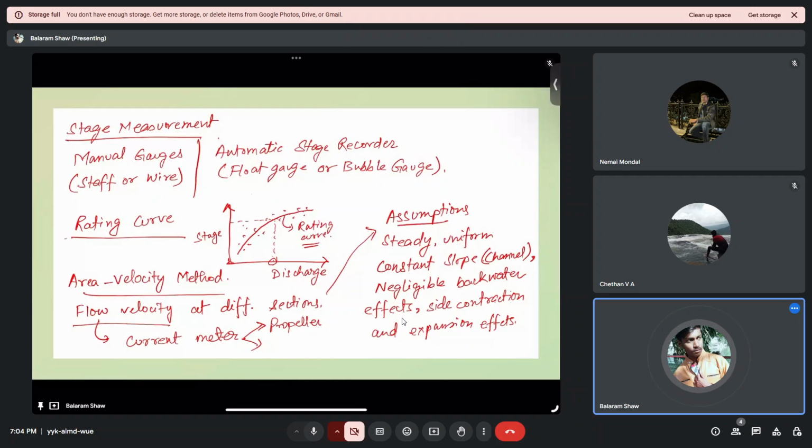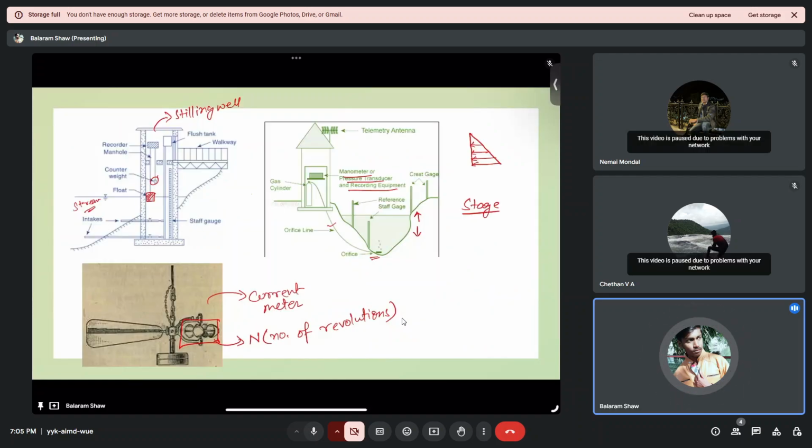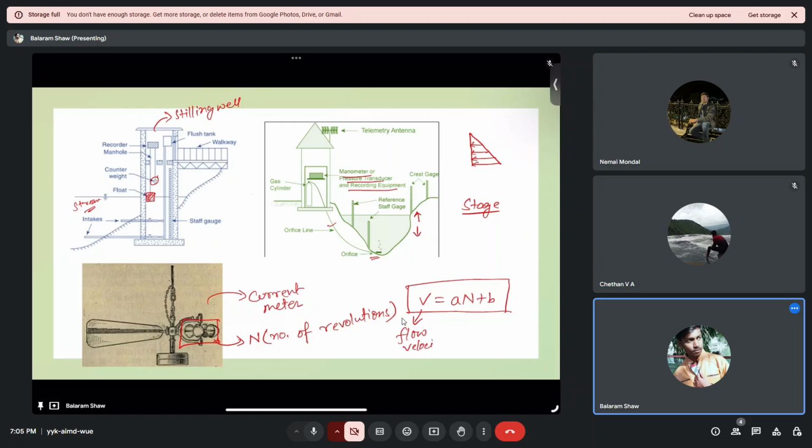Based on the number of revolutions, manufacturers will give coefficients with a relation like this: v equals a n plus b, where v is the flow velocity, and n, as I mentioned, is the number of revolutions, and a and b are the constants or coefficients given by the manufacturer based on the instrument. Other than that, we also have the propeller type.